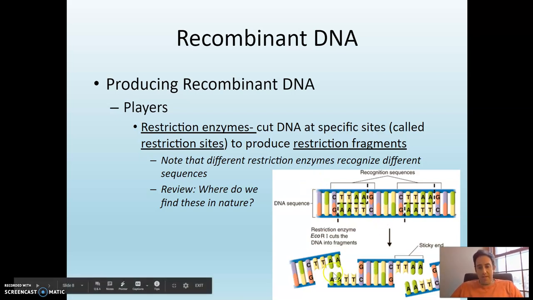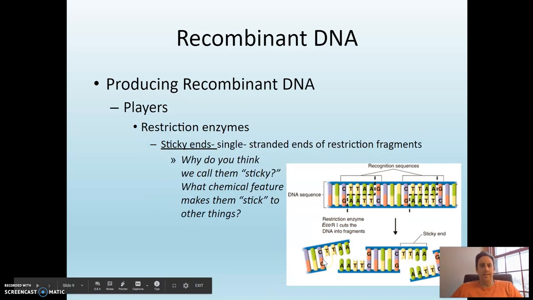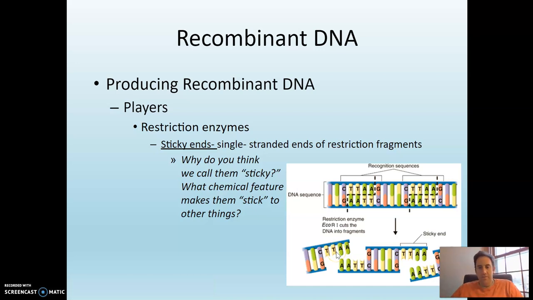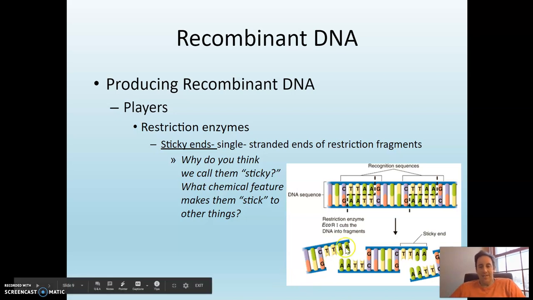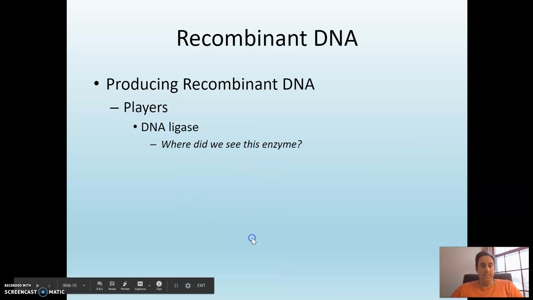So we chop it up, we get these fragments. Now you'll notice that these little fragments have these single-stranded ends on them. Those ends are called sticky ends. Why are there these sticky ends? Why are they called sticky? What makes them stick? Well, remember, these ends, these single-stranded portions, will hydrogen bond to complementary bases. Since they're unpaired at this point, they want to hydrogen bond with a partner, and so we call them sticky because they tend to hydrogen bond with other things.